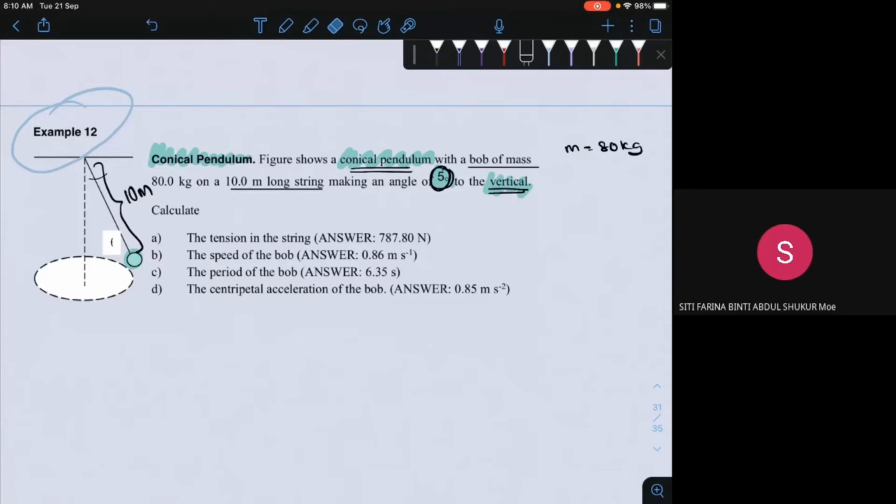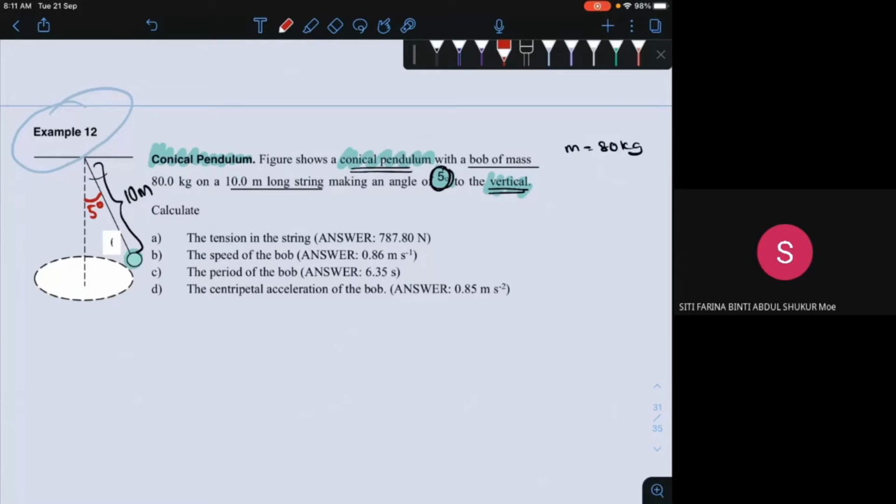Cuma itu kamu lepas saja, kamu swing dia kiri kanan. Kamu tak allow dia buat circular motion dekat sini. Untuk ini kamu akan allow dia buat circular motion. So the 5 degree is actually on this particular point here. Ini adalah 5 degree kamu. That is your theta.